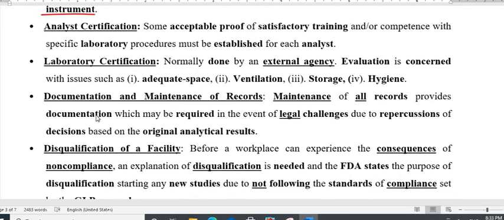Now we have to go through the analyst certification. Whatever acceptable proof of satisfactory training there is, we have to maintain it.